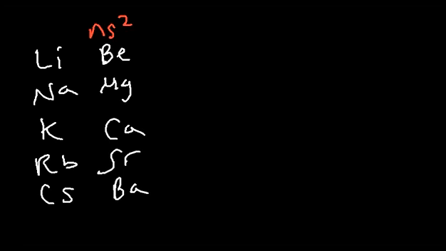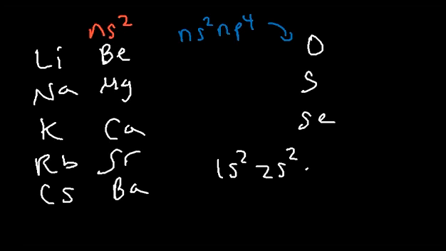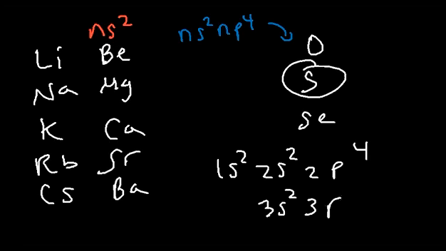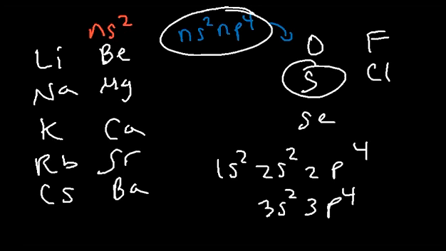And then you have the chalcogens like oxygen, sulfur, selenium. These have the configuration ns2 and p4. If you write the electron configuration for oxygen, it's 1s2, 2s2, 2p4. Sulfur ends in 3p4. For sulfur, it will be 3s2, 3p4. So all of the chalcogens have the configuration ns2 and p4. The halogens like fluorine, chlorine, bromine, iodine, it's ns2 and p5.